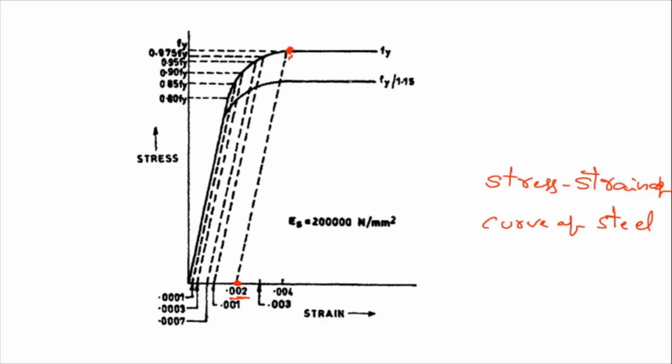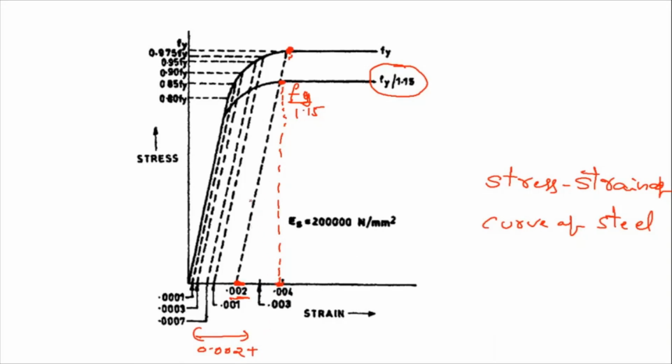But for design purposes, we have taken a factor of safety of 1.15. So our design stress is fy by 1.15. Then what is the strain at this stress? So this is the strain. What is this strain? Up to this point, the strain is 0.002.